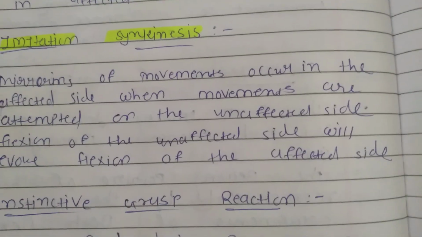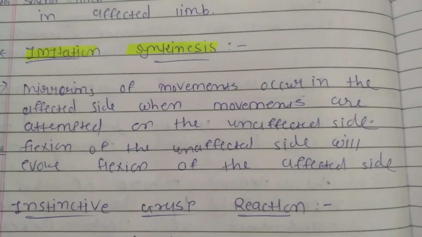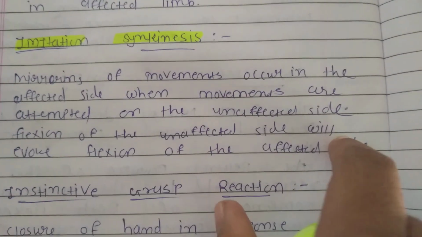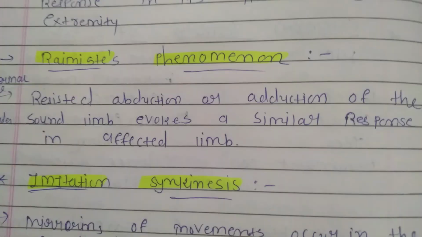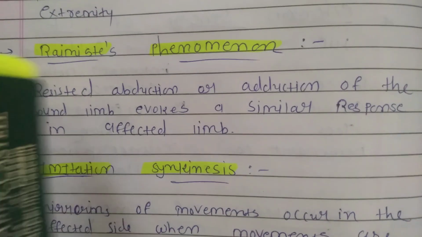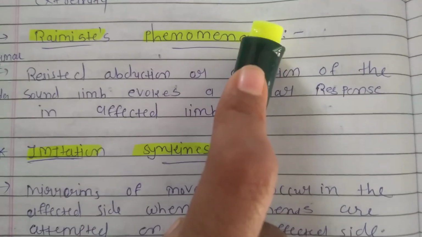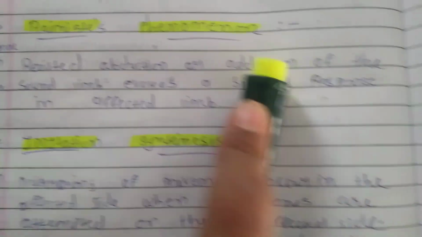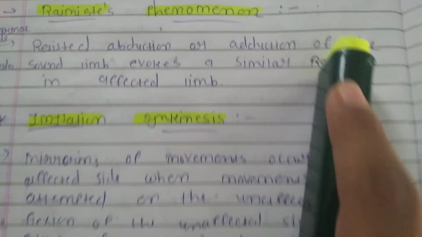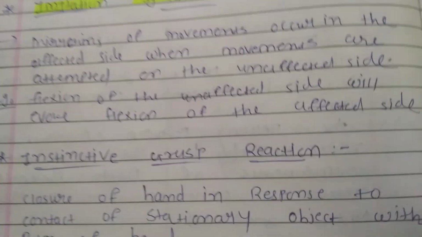In imitation synkinesis we are not using resistance and there will be movement, and this is not particular to abduction or adduction. But in Raimiste's phenomenon we are particularly using abduction and adduction, and there must be resistance. In this one we are not using any resistance.